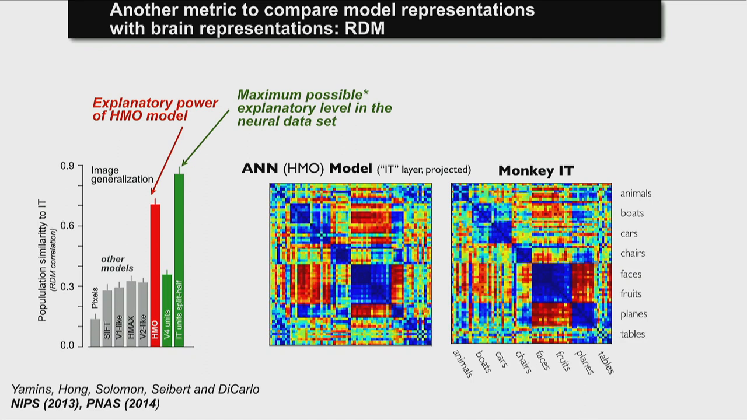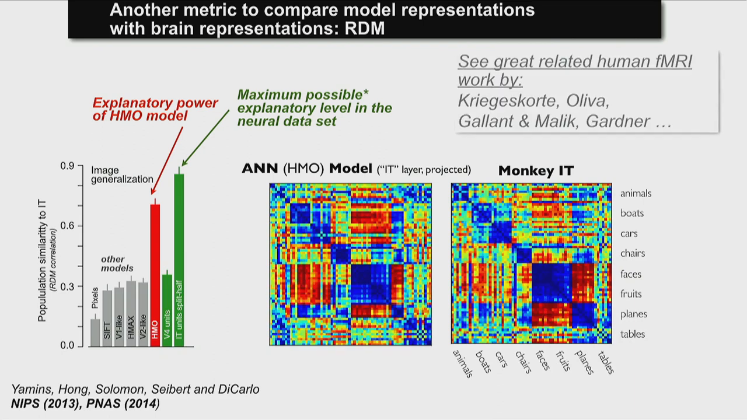But you see there's all this off-diagonal structure about distances that is reasonably well captured within the model IT units from the HMO model, and you can see that these look visually very similar. Then we can go ahead and do a correlation of this, and that's what you're plotting over here. And here's the HMO. Here's all those other models in gray that I showed you earlier. Again, there was a big jump here, and this is the max possible variance given this particular comparison metric, again trying to remove the noise from this simulation. So this is another way of comparing one representation with another, called representational dissimilarity analysis.